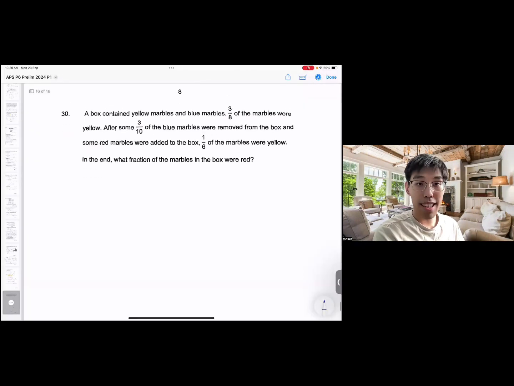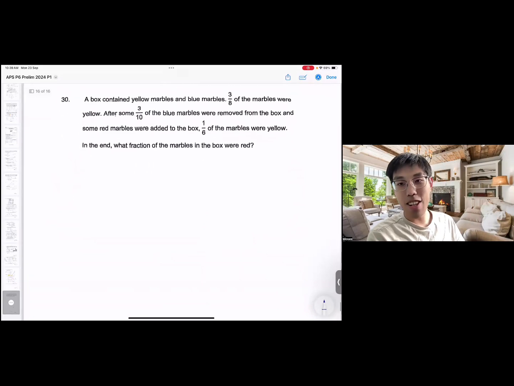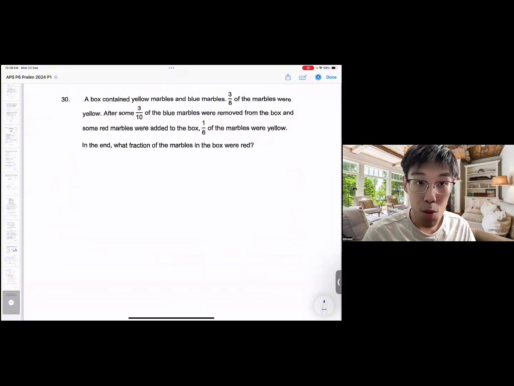Awesome. I just saw that there's another question over there, question 30, so I'm just going to add one more video over here. A box contains yellow and blue marbles. 3/8 of the marbles are yellow. After 3/10 of the blue are removed and some red are added, 1/6 of the marbles are yellow. What fraction of the marbles in the box were red?